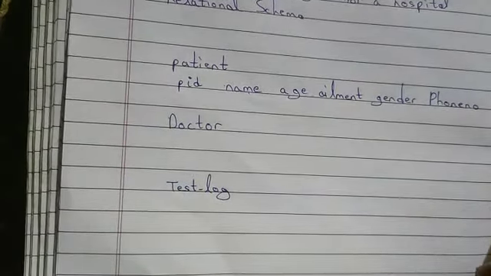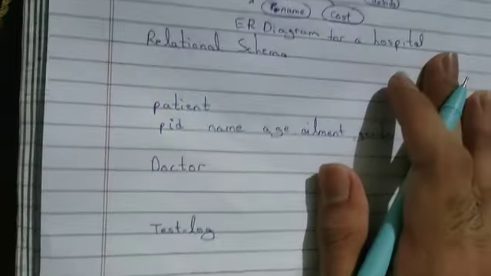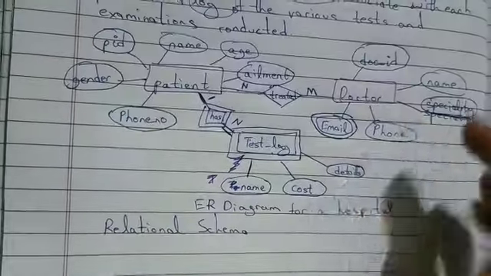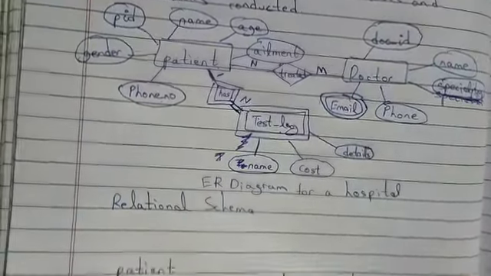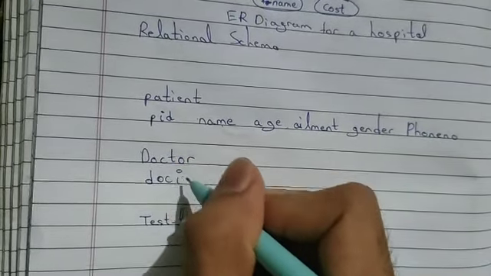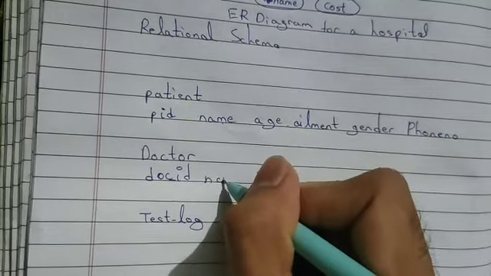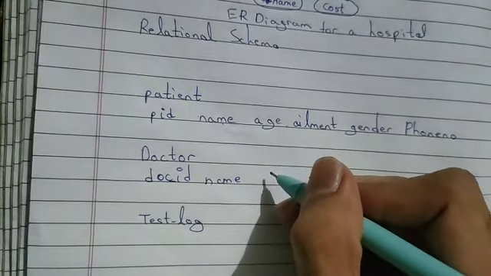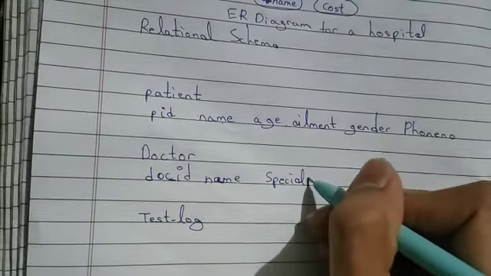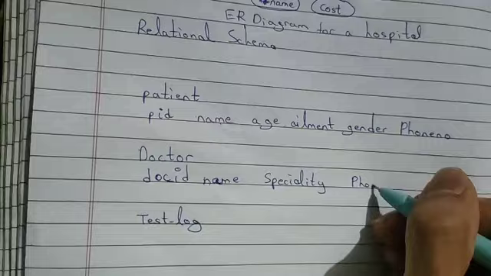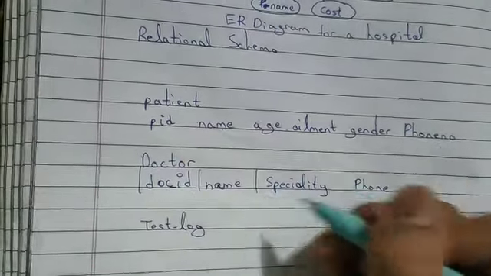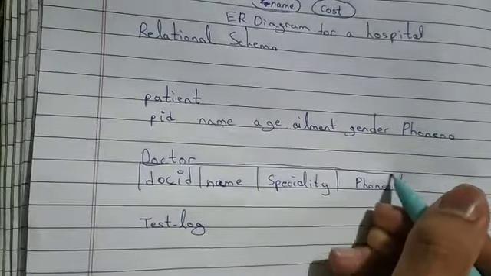Now if you look at the doctor relation, we'll have all the doctor stuff. We'll have the doctor ID, name, specialty, phone number. We won't have email, because email is a multi-valued attribute, so we'll have to make a separate table for that. So here we'll have doctor ID, name, specialty, phone number. That's done. So the table could be drawn like this.